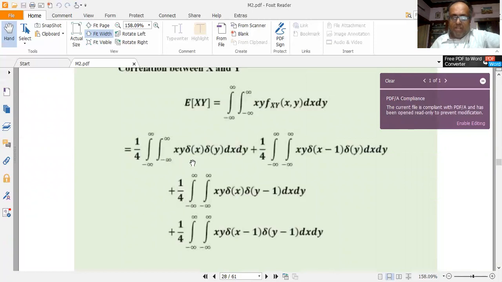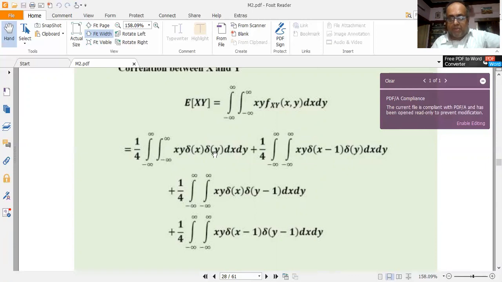Here I have got an integral evaluated with respect to x and an integral that is evaluated with respect to y, which are joined together, which is nothing but the double integral. So this is the composition of the double integral: the double integral from minus infinity to plus infinity of xy delta of x delta of y dx dy.